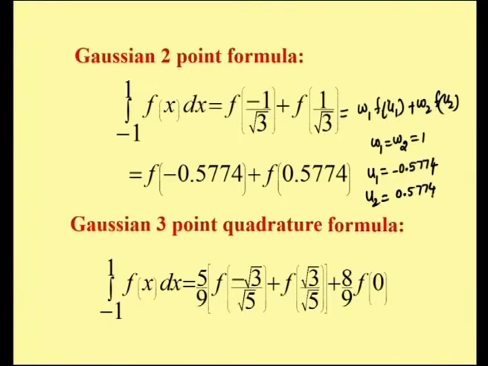Okay. And similarly, the Gaussian 3-point formula is written as 5 by 9 f of minus root of 3 by 5 plus 5 by 9 f of root of 3 by 5 plus 8 by 9 f of 0. So again this is expressed in the interval minus 1 to 1. Here you have the weights w1 is equal to w2 is equal to 5 by 9 and w3 is equal to 8 by 9, and u1 is minus root of 3 by 5, u2 is plus root of 3 by 5 and u3 is 0.